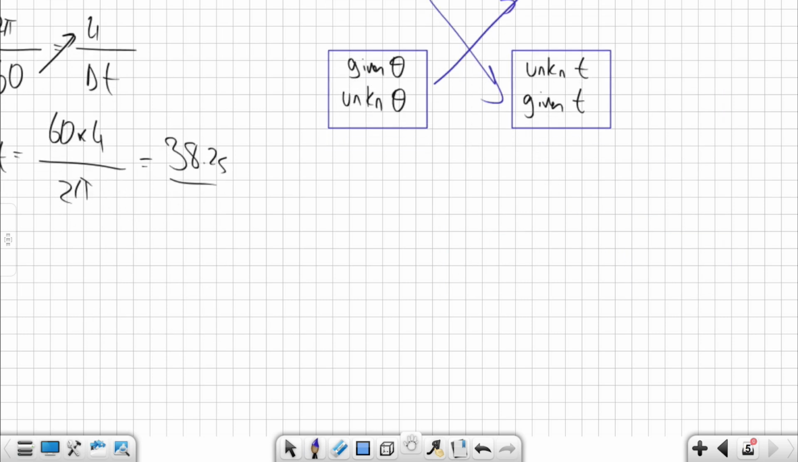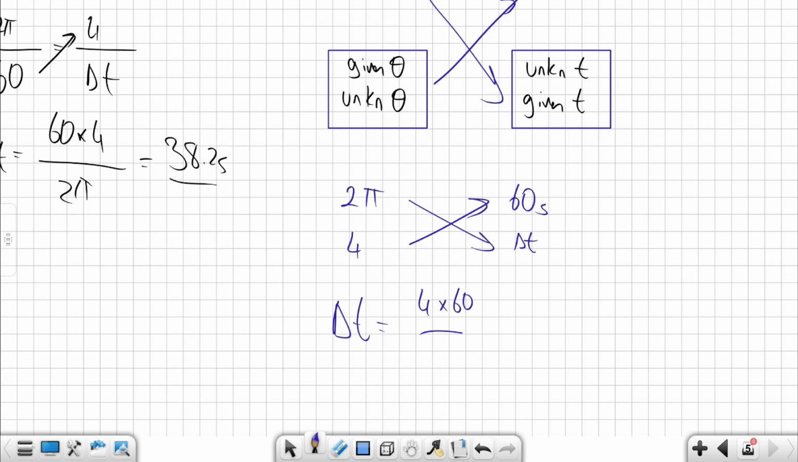Let's solve it for the previous question. So it was given as a radian, so I will write the radian here. It completes 2 pi in 60 seconds. And 4 radian is given, time is unknown. I will cross multiply these by each other. Delta time is equal to 4 times 60 divided by 2 pi. And I will get the same answer, which was 38.2 seconds.